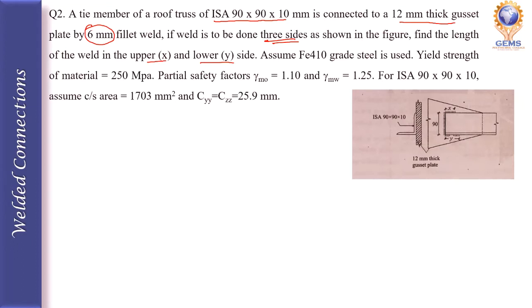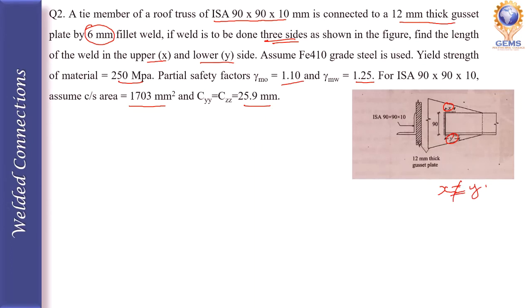Yield strength of the material is 250 MPa. Partial safety factors are 1.10 and 1.25. For the equal angle section 90 by 90 by 10, assume a cross-sectional area of 1703 mm² and a centroidal distance of 25.9 mm. So in this diagram, we have to find x and y. These x and y are not equal to each other.